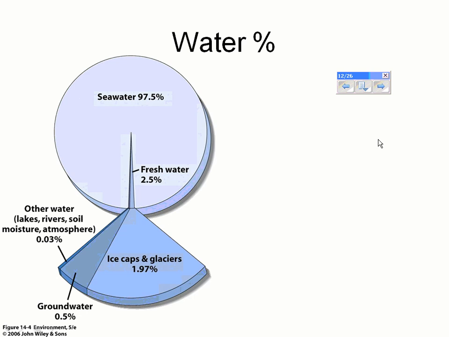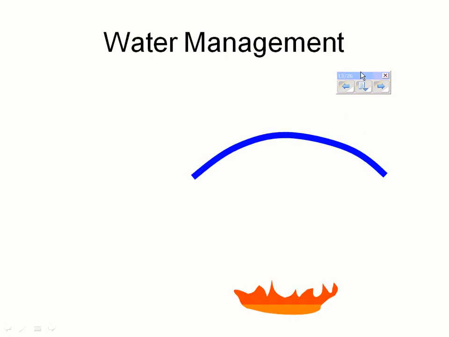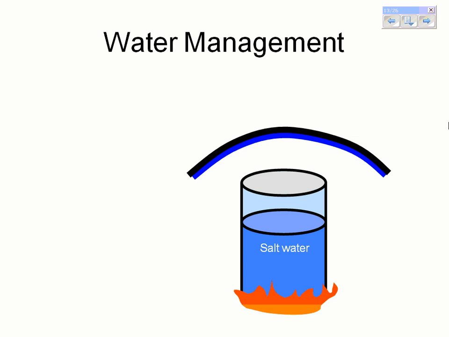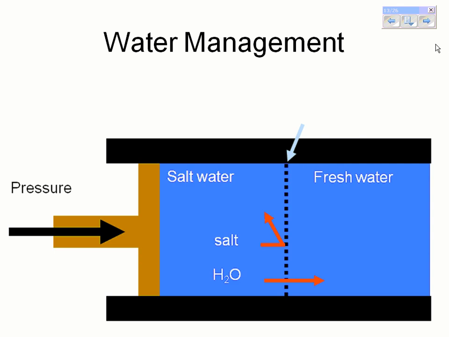Ways that we can desalinate water, we have 2 main ways. The first one is called distillation. Distillation is when we heat up salt water, we evaporate the water, and we leave the salt behind. The second way, which is more common, is called reverse osmosis. This is where we have pressure of some sort that is pushing salt water through a semi-permeable membrane. The membrane is permeable to water and impermeable to salt and leaves us with the fresh water.